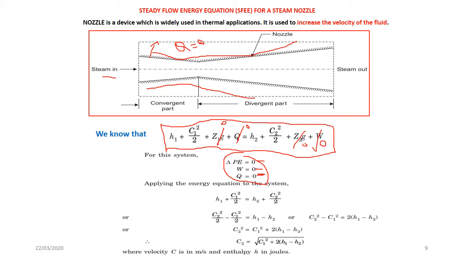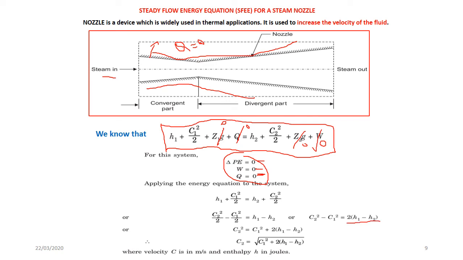Okay, now suppose you want to know the exit velocity of the nozzle, so doing some small mathematics here. C2 square by 2, bring the C1 square to the right hand side, and bring the H2 to the left hand side. Then I can write in short form, bringing the 2 to the right hand side: C2 square minus C1 square is equivalent to 2 into H1 minus H2.